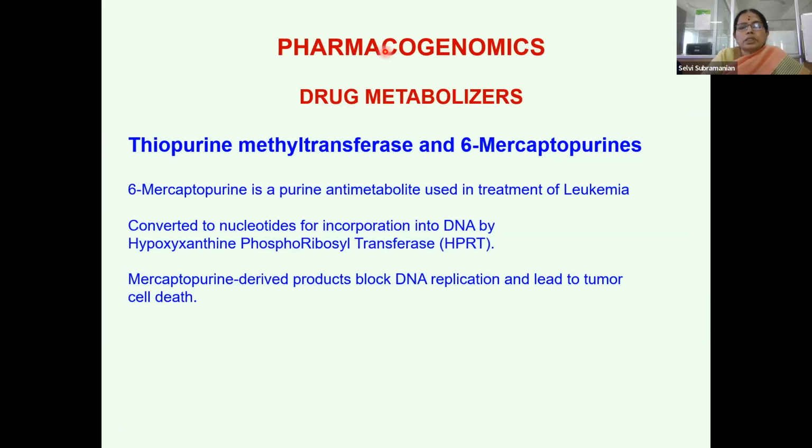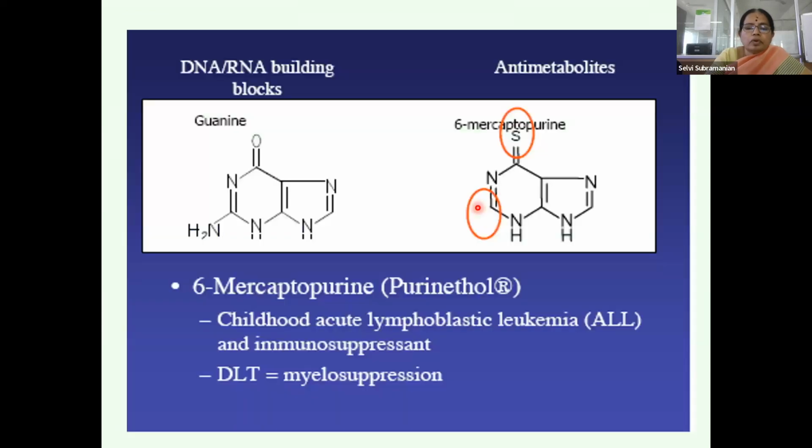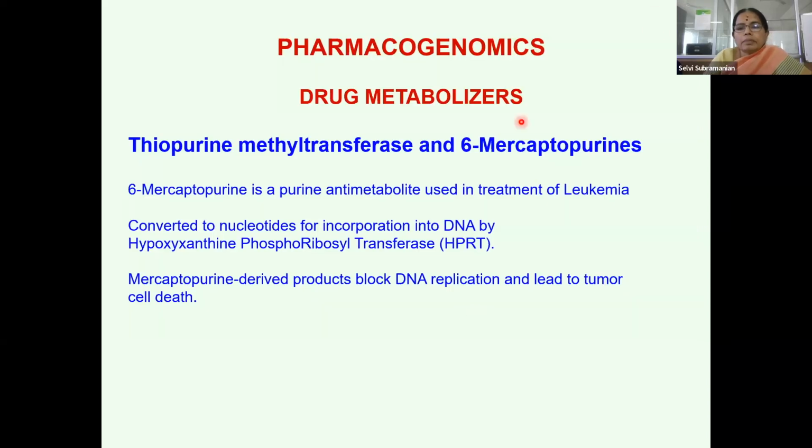In pharmacogenomics, having given the introduction, I'm just going to give one example of a variation in individuals which shows difference in the drug response. One drug is called 6-mercaptopurine. This is a drug which is used for cancer, acute lymphoblastic leukemia, which is a childhood leukemia disease. For that, mercaptopurine is the drug.